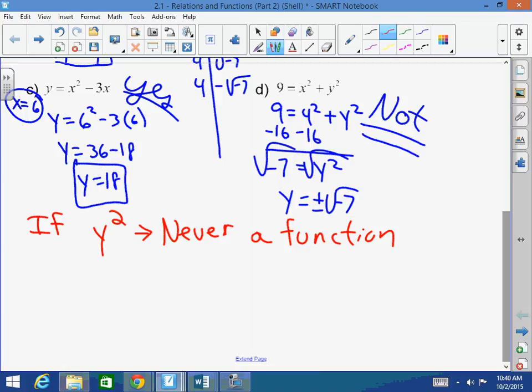So on a test or a quiz, if I ask you, is this a function? You could just say no right off the bat, because you know that if Y is squared, you're going to have to square root the answer. And when you square root an answer, you're going to get a plus or minus answer. So you're going to have 2 different Y's for the same X. Does that make sense? We're good? All righty.